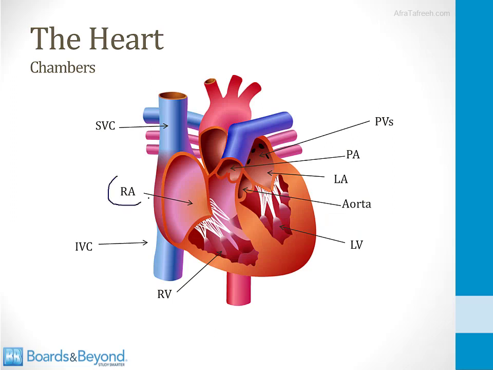Blood enters the right atrium of the heart via one of two structures. The first is the superior vena cava, which drains blood from above the heart. The other is the inferior vena cava, which drains blood from below the heart. From the right atrium, blood moves into the right ventricle, and from the right ventricle, it is pumped out via the pulmonary artery and into the lungs.